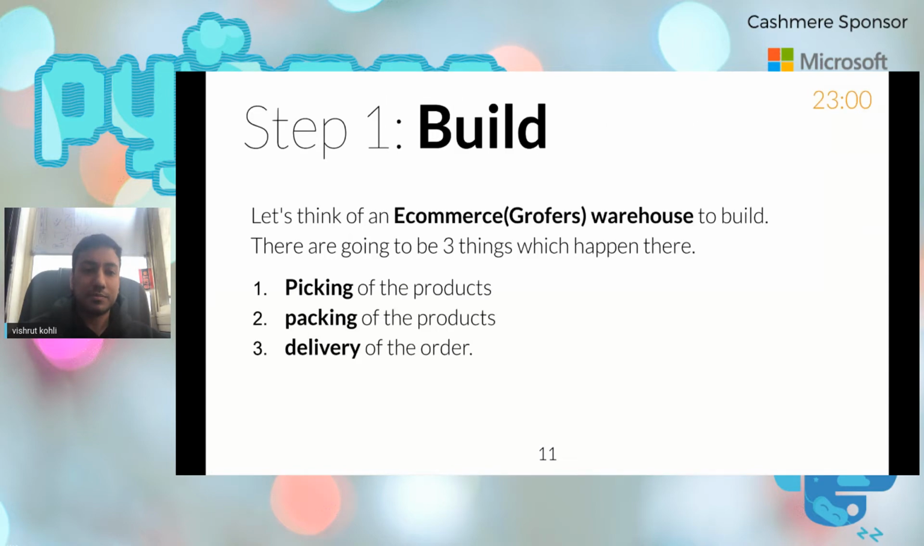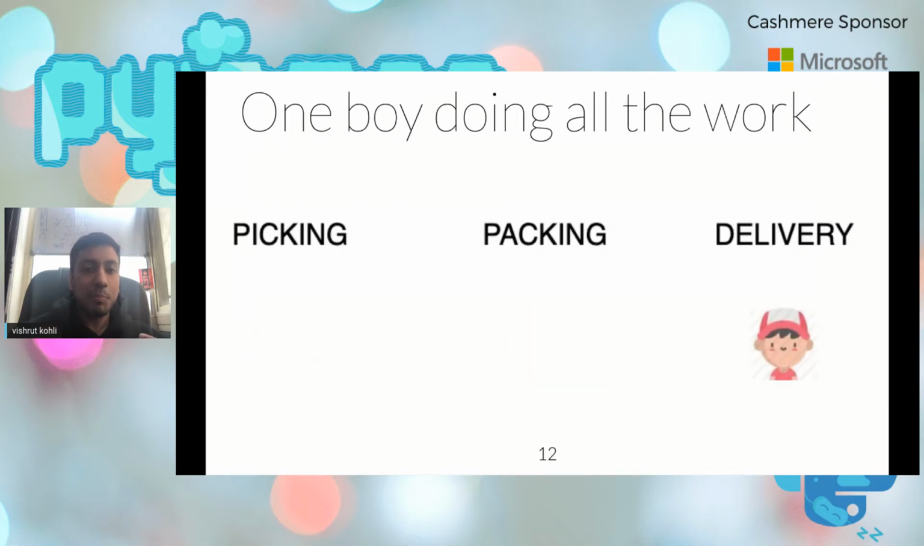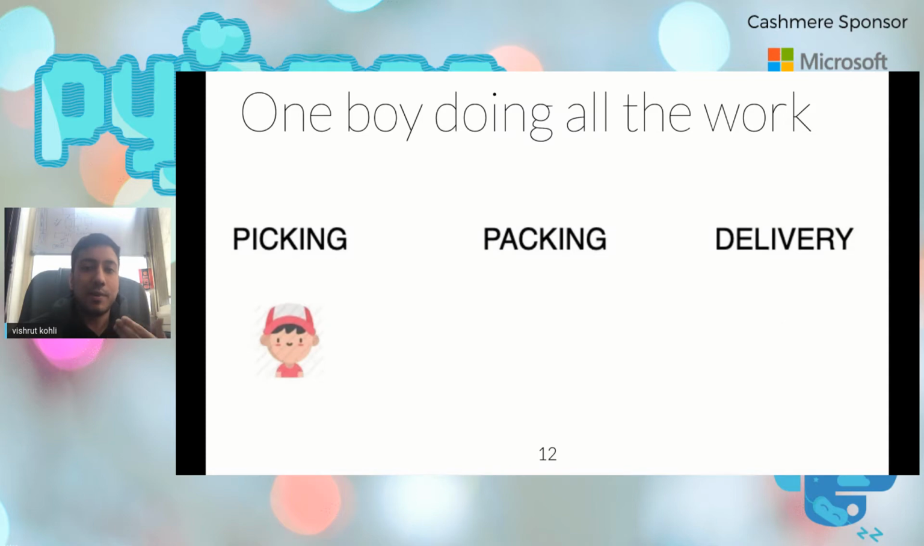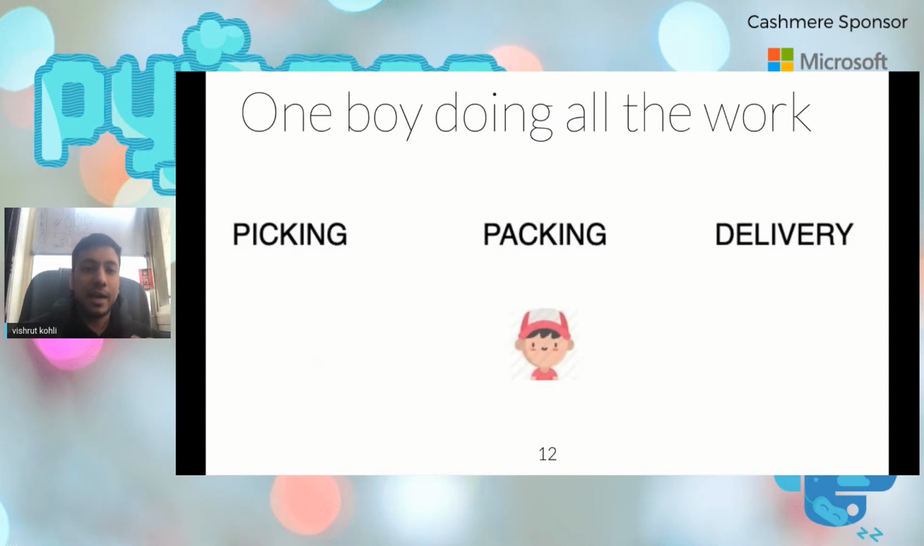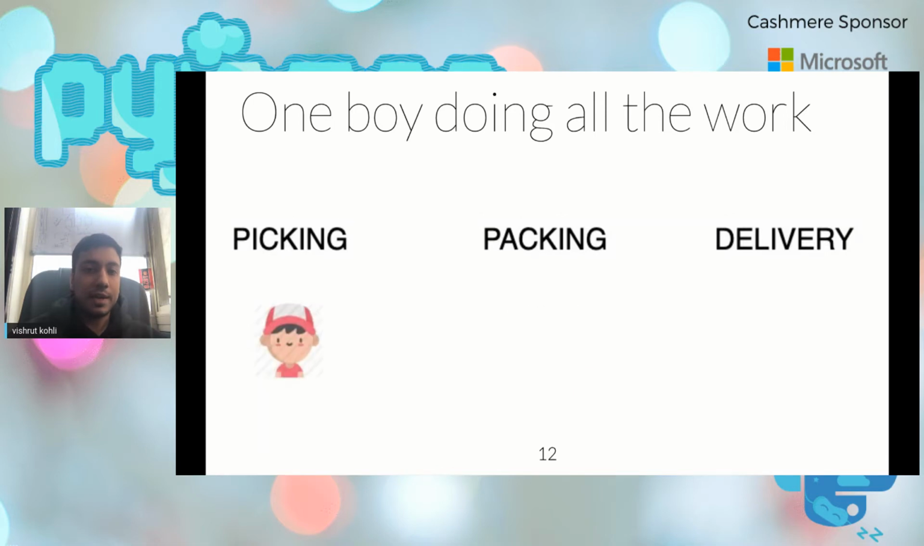Okay, so let's start building the system. Let's think of an e-commerce warehouse to build, and there are going to be three things which happen there: picking of the products, packing of the products, and delivery of the order. So the most basic kind of architecture for my warehouse would be something like this. I have one boy who picks up the products, packs the products, and delivers them.